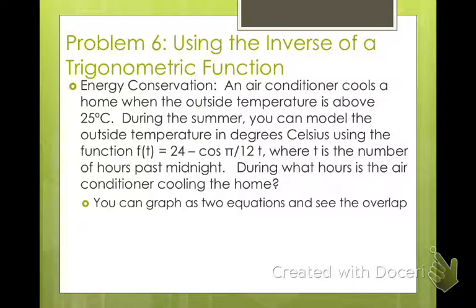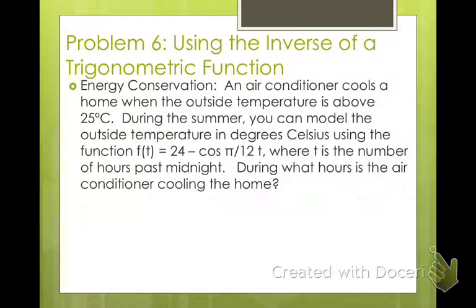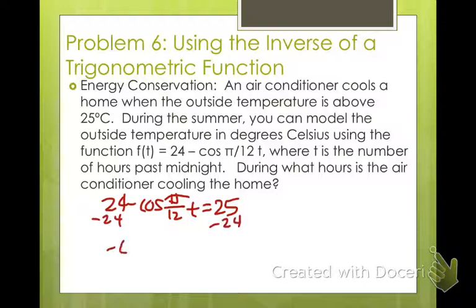So what we want to do is solve for t. We want to know when these equal each other. So 24 minus cosine pi over 12 t equals, we want to know when that equals 25 degrees. So first thing we're going to do is subtract 24. So negative 8 cosine pi over 12 t equals 1. And then we divide by negative 8.